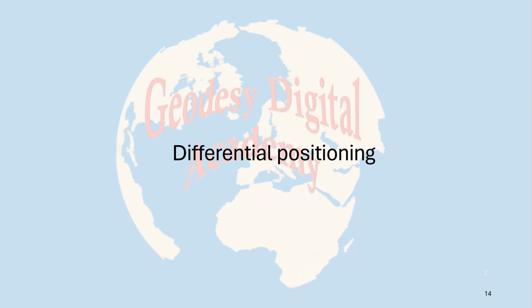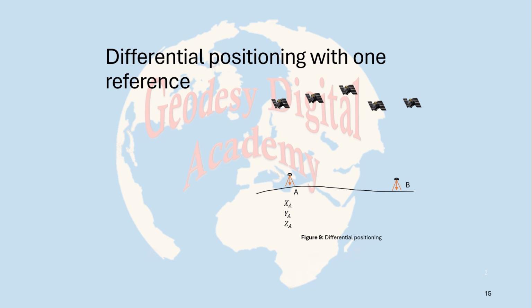Differential positioning. In differential positioning, the principle is similar to relative positioning. We have 2 points A and B, and point A already has coordinates. So it means that we have a point with known coordinates, and we put an instrument, a GNSS receiver, on that point and determine the coordinates of the point again.